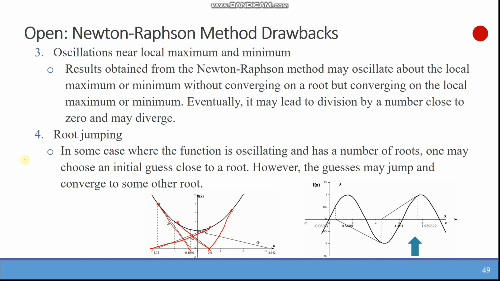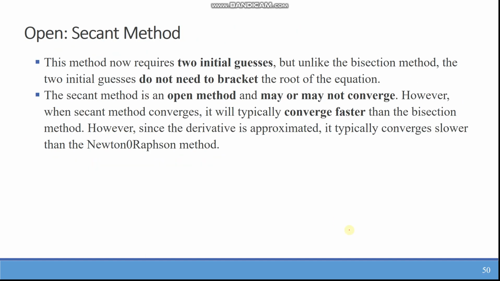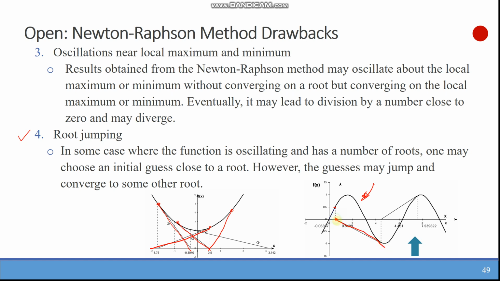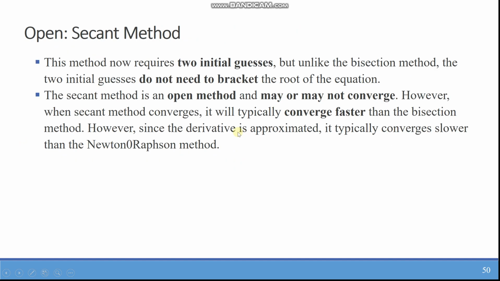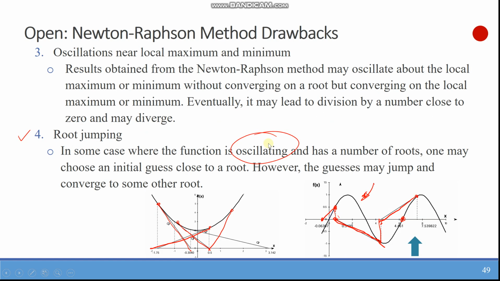Then root jumping, we have this root jumping. So in cases where there are many roots, your initial guess, let's say the initial guess is here, and then it goes back here for the Newton-Raphson. Then from there it goes to a different value, and so on and so forth. So instead of the root nearest to you, it jumps to the other one. This is true where there are many oscillations, many waves. So that is the problem with the Newton-Raphson.